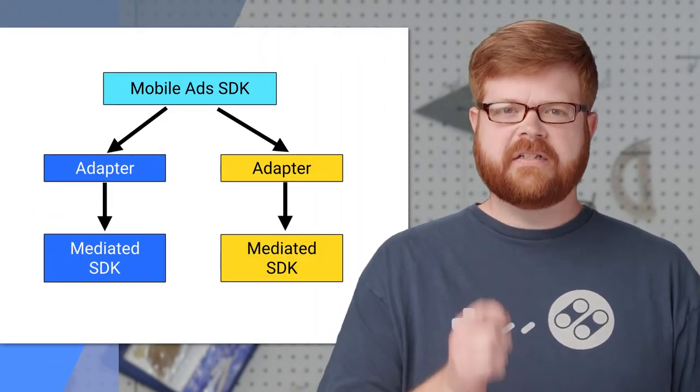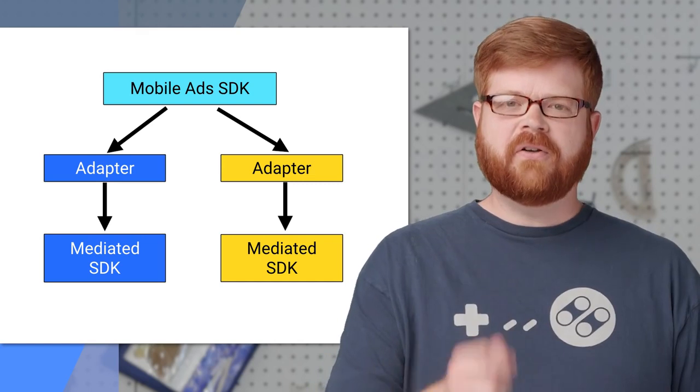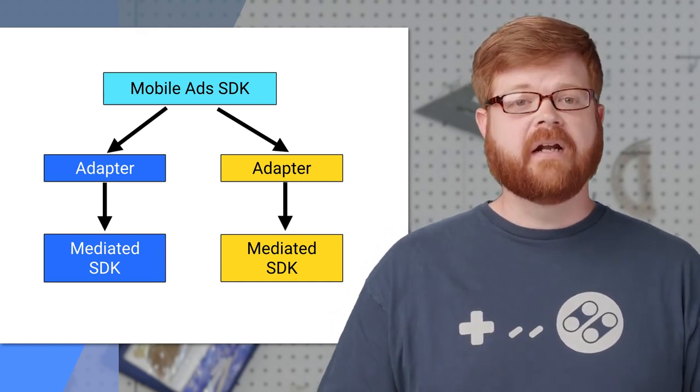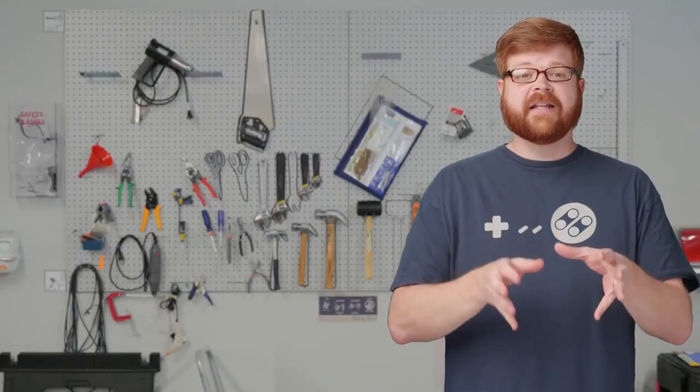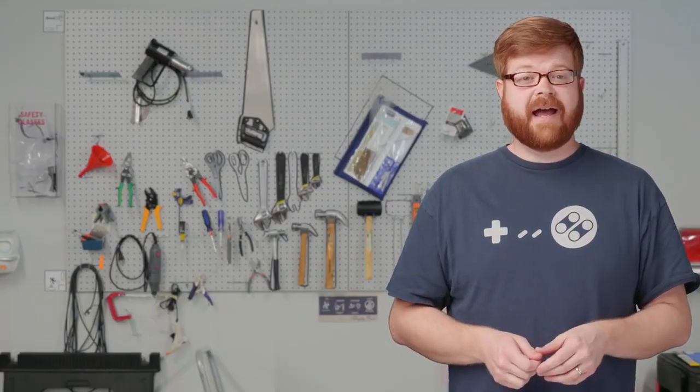For those of you who are familiar with mediation, you know that to use it, you need to build a few things into your app. In addition to the Google Mobile Ads SDK, you also need the SDK for the network you want to mediate, plus an adapter and the app settings required by that network. Verifying that you have all the right stuff imported into your app can be tricky.